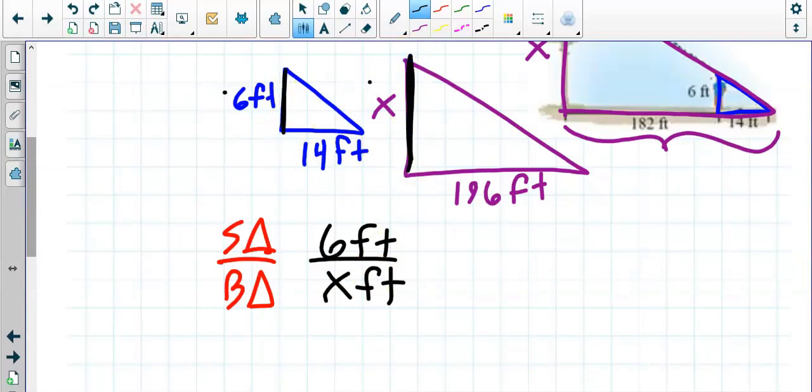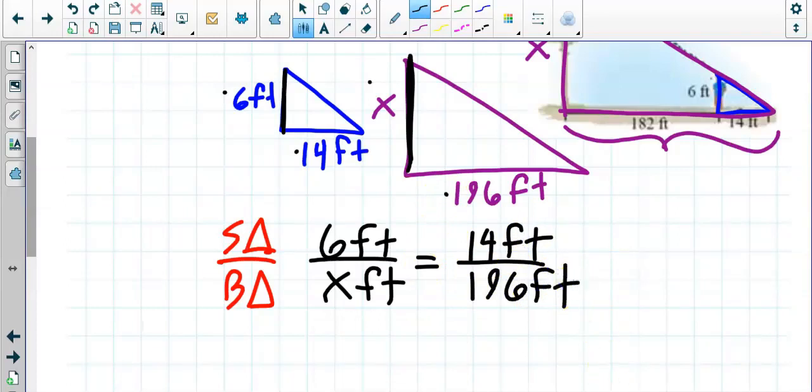I'm going to equal that to, because we're making a proportion, my bottom side of my small triangle with the bottom side of my large triangle. And now I'm ready to solve. It's all about looking at your two triangles and matching sides and making your proportion consistent. If I did big to small, then I could have x over 6 equal to 196 over 14. I'm still going to get the same answer.